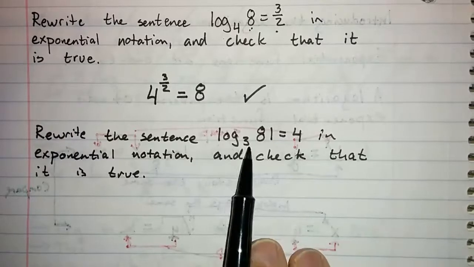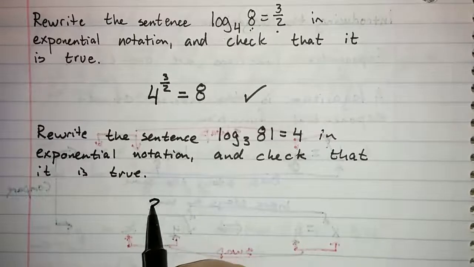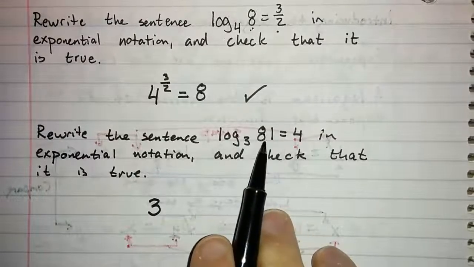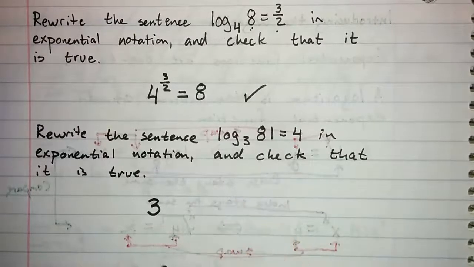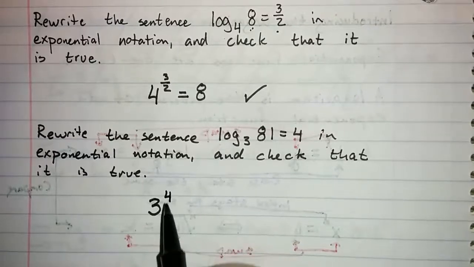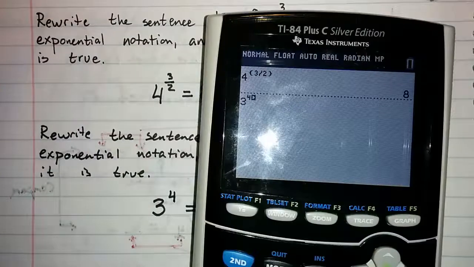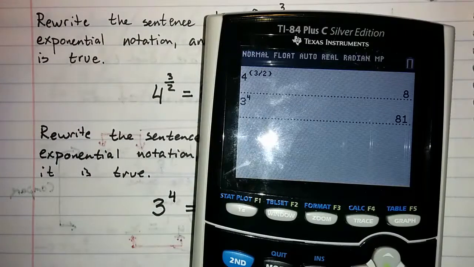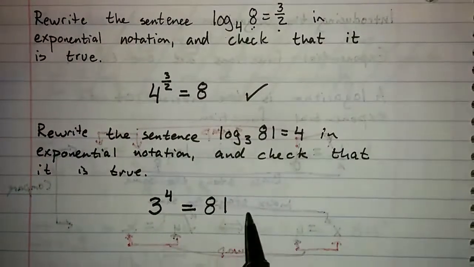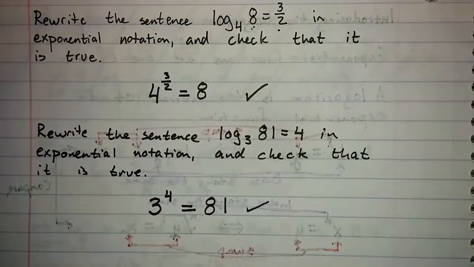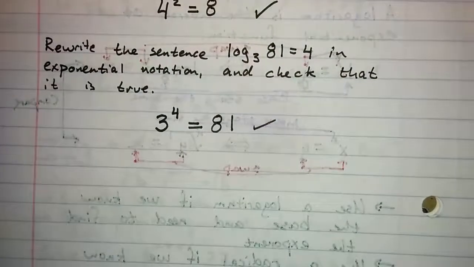Alright, so the base stays the same. 4 and 81 switch places. So 4 becomes the exponent, and I claim that that equals 81. 3 to the 4th is indeed 81. So that is true. Of course, it's also useful to go the other way.